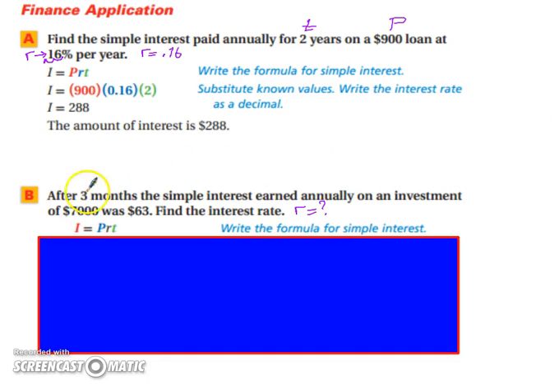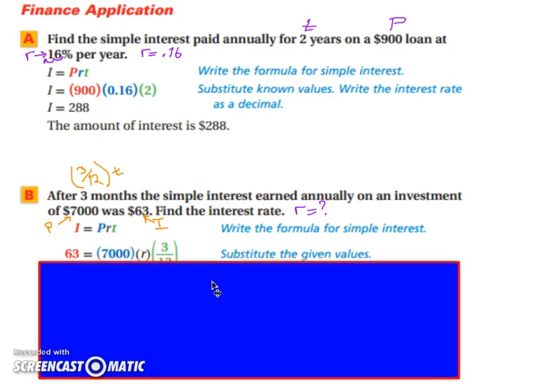Well, how many months are in a year? 12. So 3 months out of a year, 3/12. And we know that we've invested $7,000. So whatever you borrow or invest is your P. And when you're all said and done, you've gained an extra $63. So that's what your interest is. All right, so we have our time, our rate, our principal, and our interest. So let's fill in our formula.